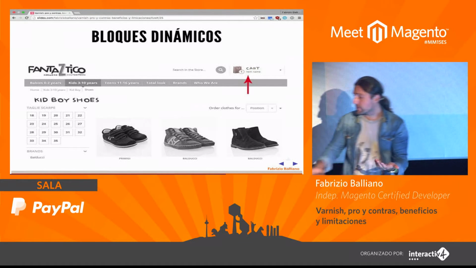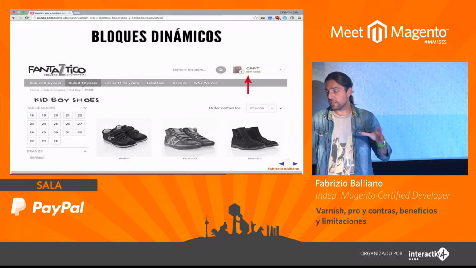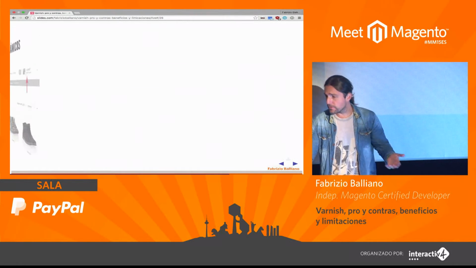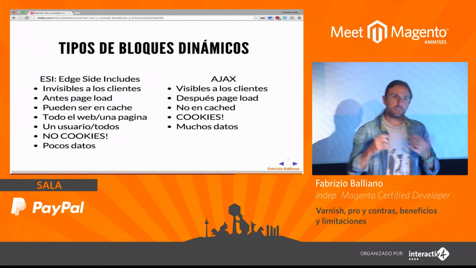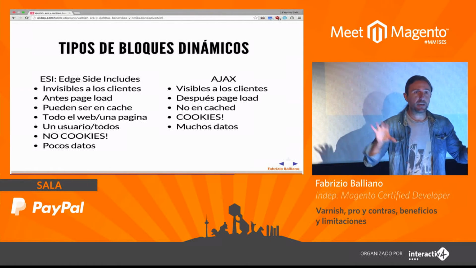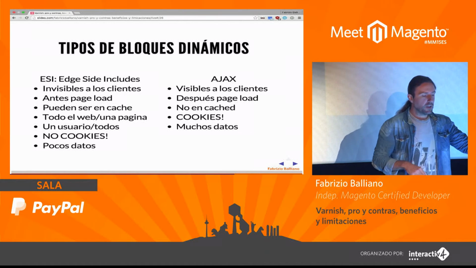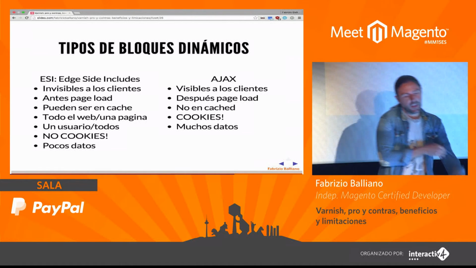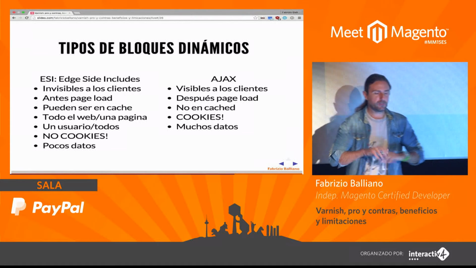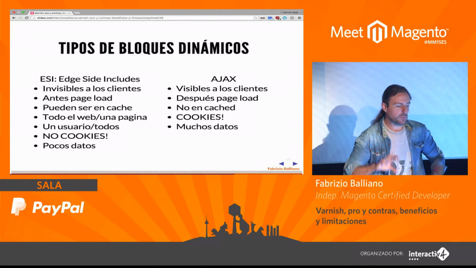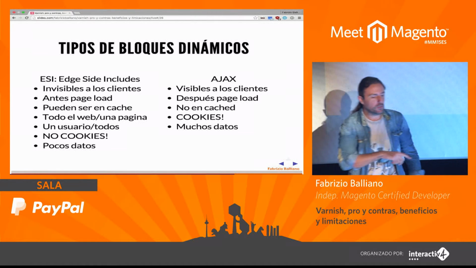Varnish is going to handle this kind of feature, but these dynamic blocks are also a little bit complex. We have two different types of dynamic blocks. I know this is a little bit technical, so I will try to make it simple, just showing the biggest difference between them. We have edge-side includes and then Ajax.